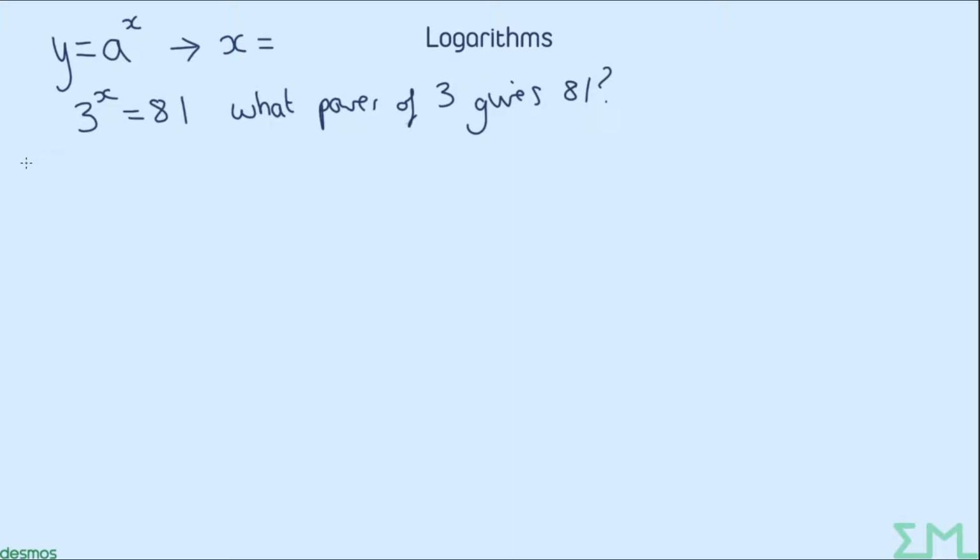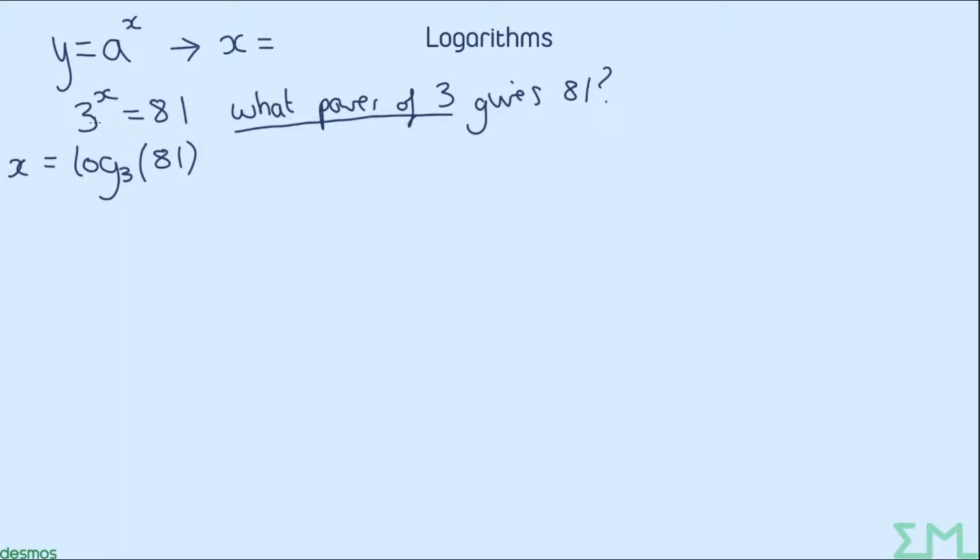So this is the inverse function of an exponential, in the same way that subtraction is the inverse of addition and division is the inverse of multiplication. So the way we would write that then, x equals log, and that covers the what power of part. The 3 goes down here and is known as the base number, and then it's of 81.